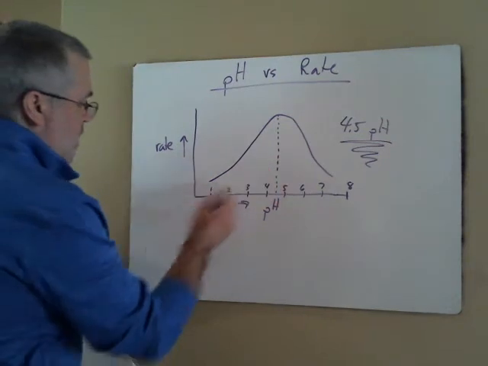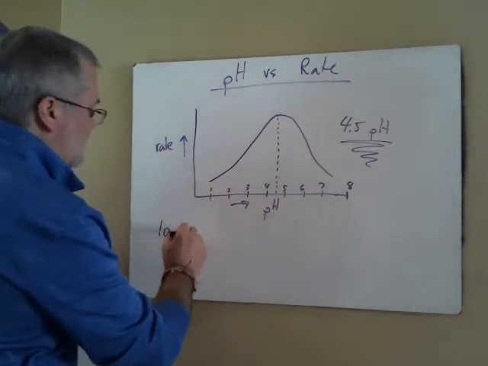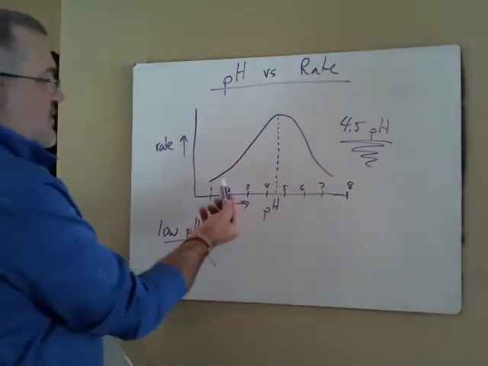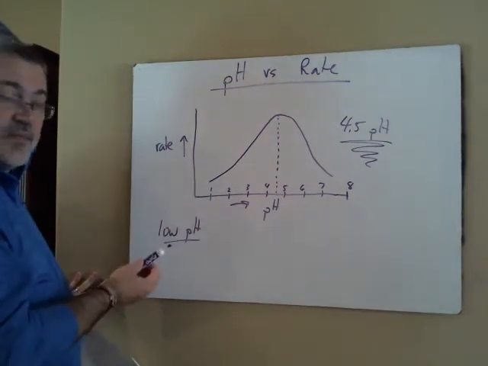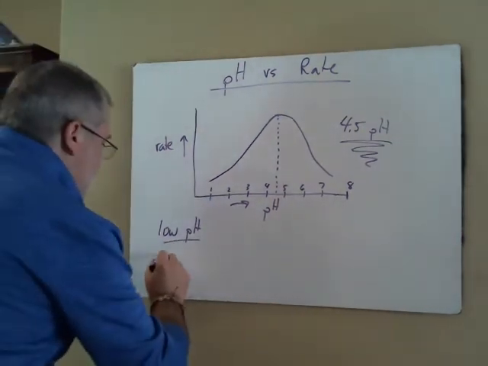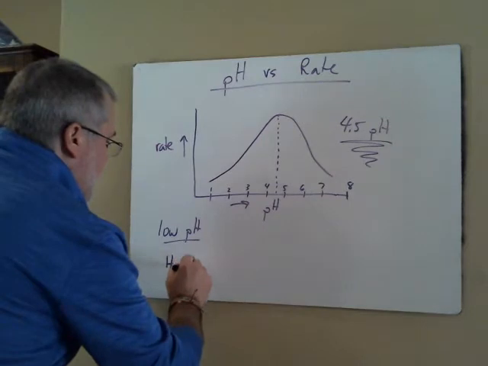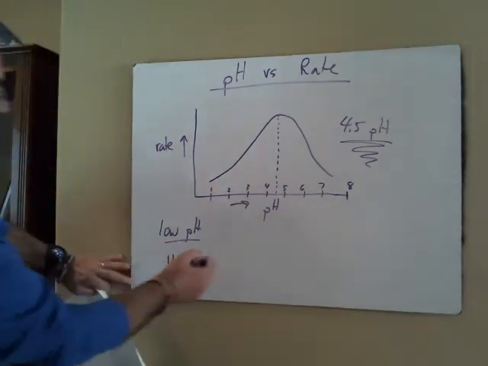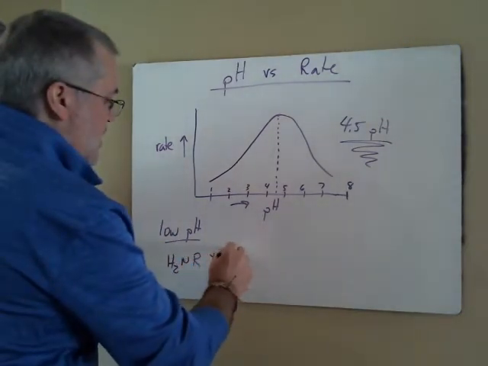When you're at this range of low pH, you notice that the reaction is very slow. The reason for that is your amine starting material. When you're at low pH, it gets protonated.